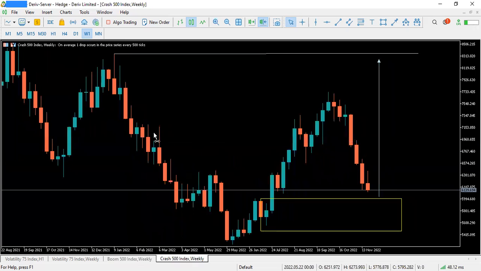According to the strategy, Crash 500 still has this room, this area to tap. I'm waiting for it to tap into this zone. That's when we can start anticipating buys. But why are we anticipating buys after it taps there?